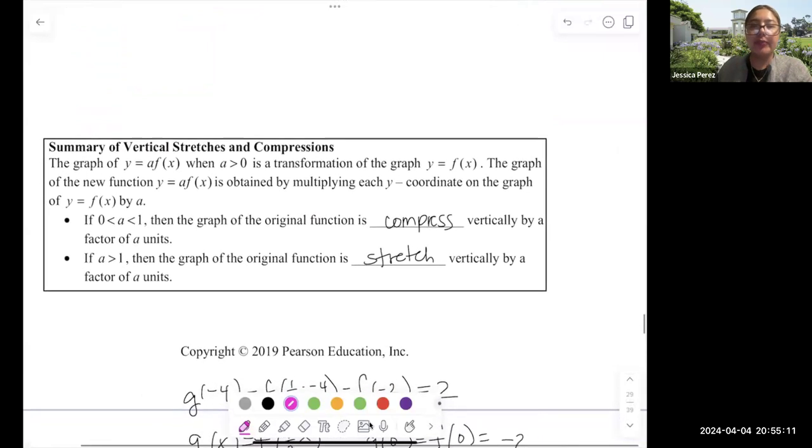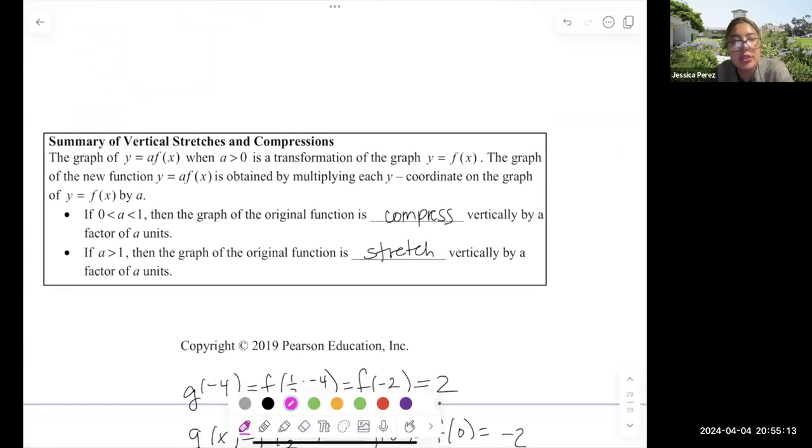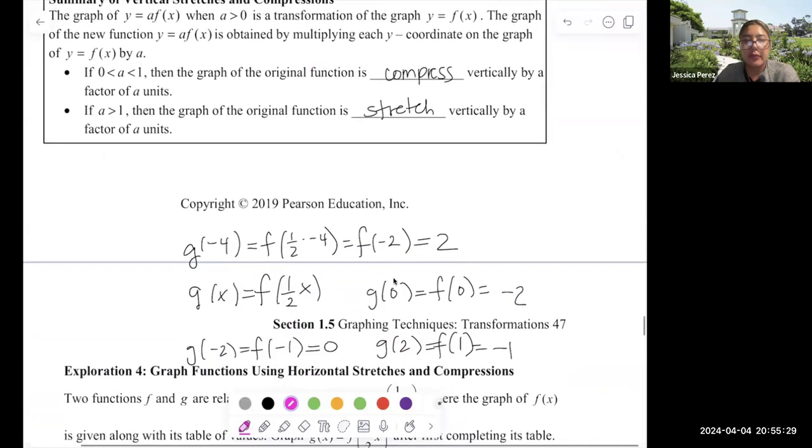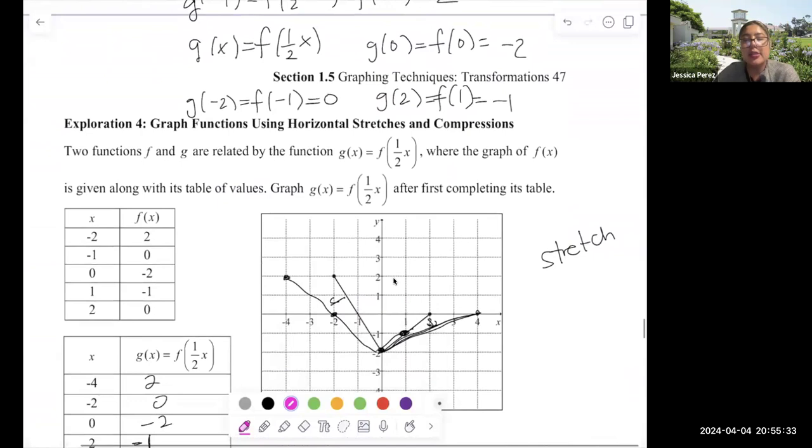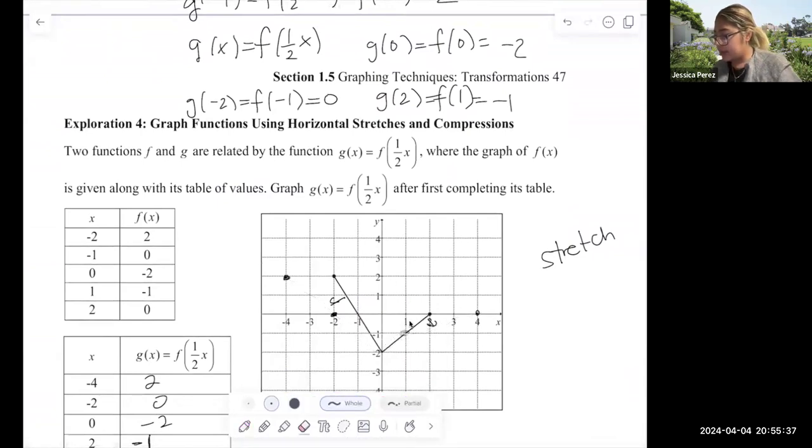The summary. As I mentioned, when a is between 0 and 1, like a fraction, it's going to compress vertically. When a is greater than 1, it's going to be a stretch. Okay. Now look at the difference between this one. I want to make sure that I have the right one first.